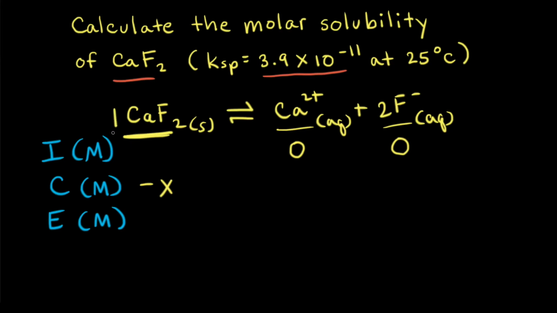Looking at the mole ratios, it's a 1-to-1 mole ratio between calcium fluoride and calcium 2 plus ions. So if we're losing X for the concentration of calcium fluoride, we must be gaining X for the concentration of calcium 2 plus ions. And since it's a 1-to-2 mole ratio for calcium 2 plus ions to fluoride anions, if we're gaining plus X for calcium 2 plus, we must gain plus 2X for fluoride anions. So the equilibrium concentration of calcium 2 plus ions is 0 plus X, or just X, and the equilibrium concentration of fluoride anions would be 0 plus 2X, or just 2X.